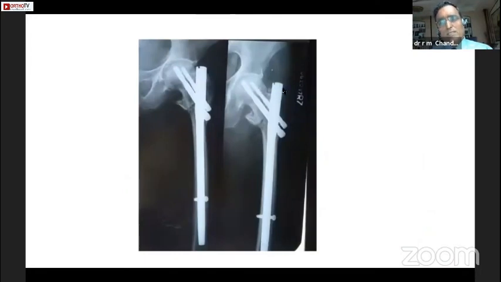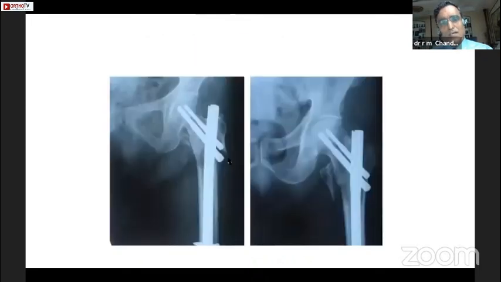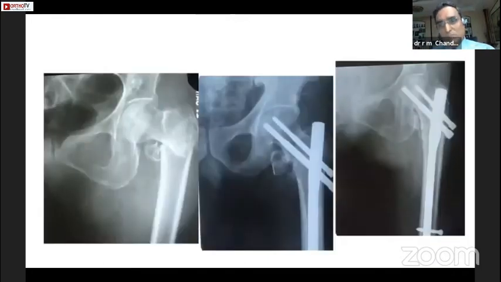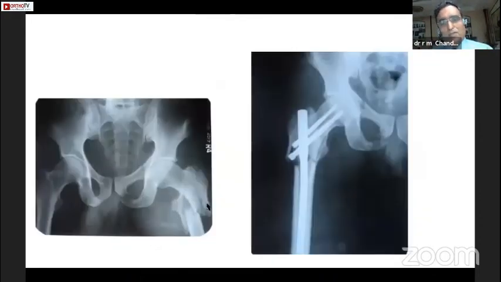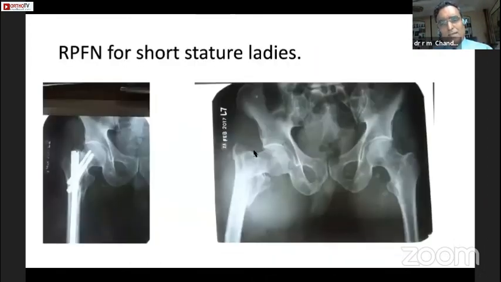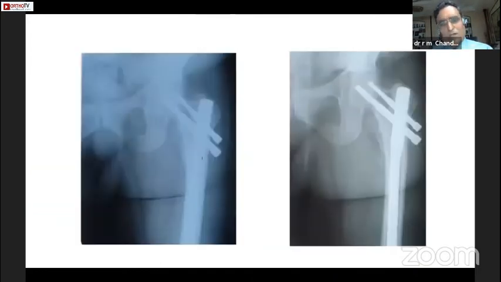The problem to me is this jutting out PFN, and many times it causes abductor lurch. This is a current problem to me with PFN. With the modern system, possibly that problem is less. And in some patients in Vidarbha with a short stature, we need a nail which is lesser in height. So all these lateral wall defects with a good anteromedial contact heal fantastically. They provide reasonable function.